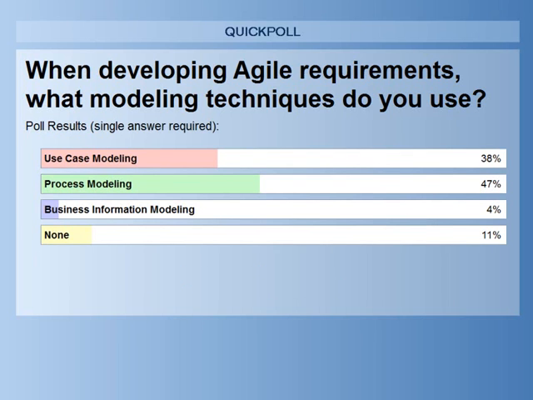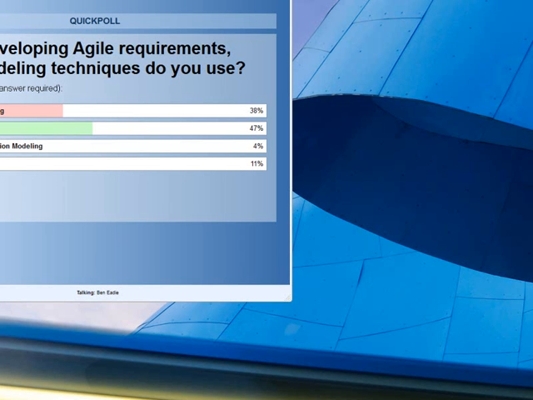Okay, so the results are in, and we have use case modeling at 38%, process modeling at 47%, business information modeling at 4%, and none at 11%. Was it process modeling that represented our most used technique? Yes, that's correct. And process modeling, in fact, is a very, very effective one under Agile as well, in that this helps to facilitate the discussion with the customer. So I think we're pretty close on track with that. That's interesting.